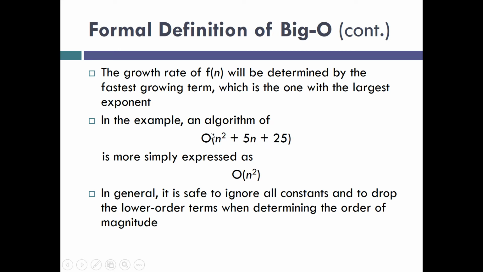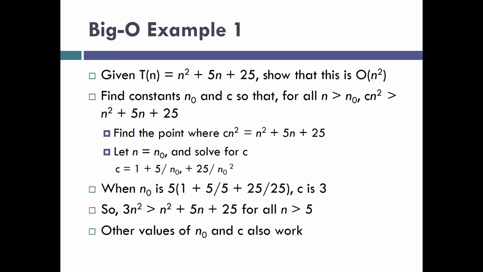And then if that had any constants, like a half or 12, that it was multiplied by, you just drop that as well. So how do we show that it's n squared using that formal mathematical definition? Well, we have to find constants n naught and c such that once n is sufficiently large, cn squared, which was that f of n inside there, will be bigger than n squared plus 5n plus 25.